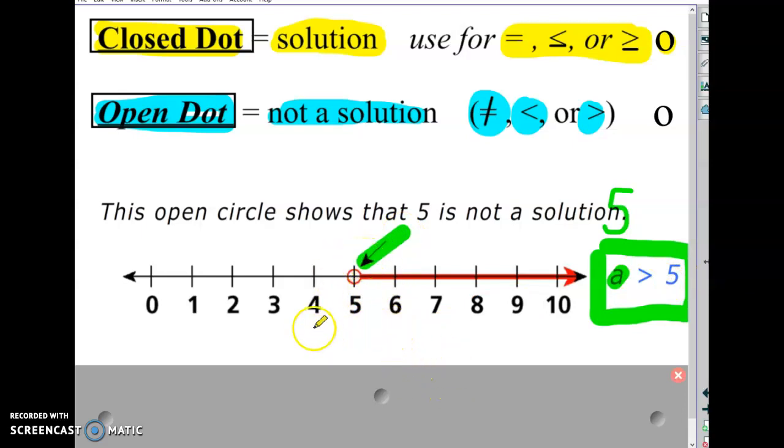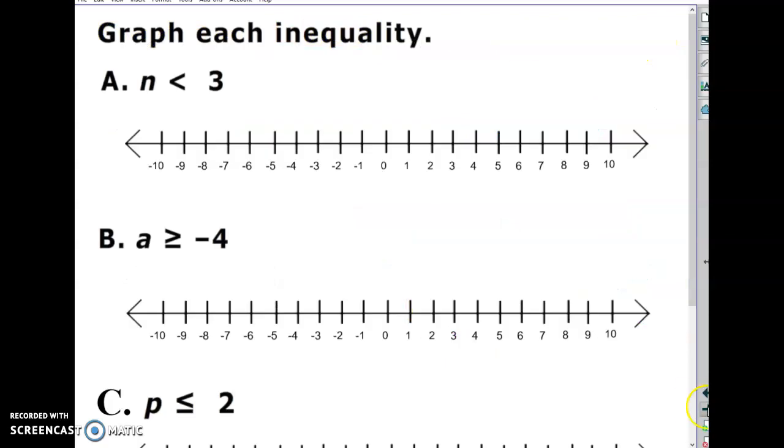And then we're going to try the number to the left. I'm going to try 4. I'm going to plug 4 in for my a value right here, and I'm going to think, is 4 greater than 5? Well, no, it's not, so I'm not going to shade over there at all. And now I'm going to try the number to the right. I'm going to plug in 6 for my a value, and I'm going to think in my head, is 6 greater than 5? And yes, it is, so I'm going to shade towards the 6. 7 is the solution, 8 is the solution. They're all solutions, so I'm going to shade to the right for that.